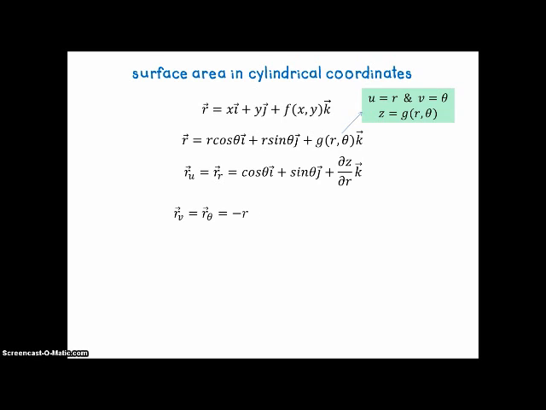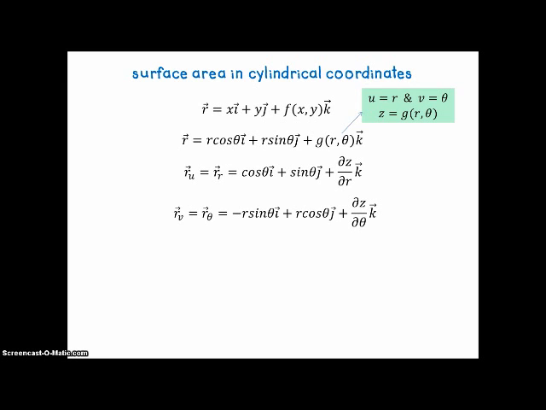And then r sub v is r sub theta, and so theta is the variable and r is considered as a constant, so we get the derivative of cosine theta is negative sine theta, keep the r. Derivative of sine theta is cosine theta, keep the r. And then again the derivative of z with respect to theta. And you can use a z sub theta there, or you can use a g sub theta, whatever notation you like best.